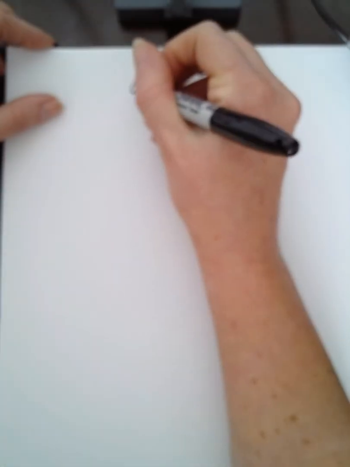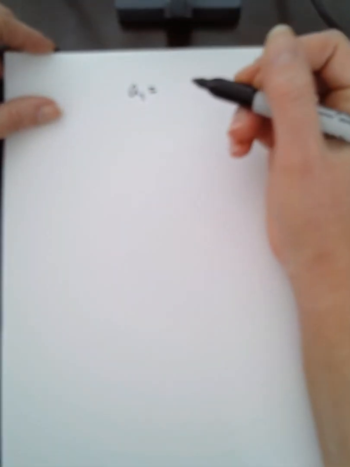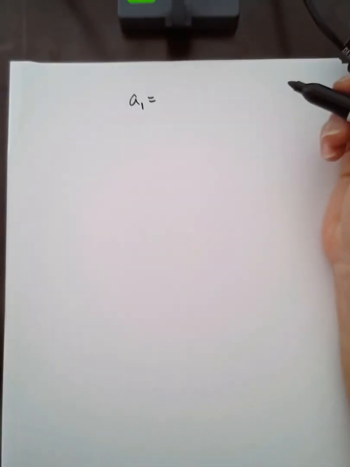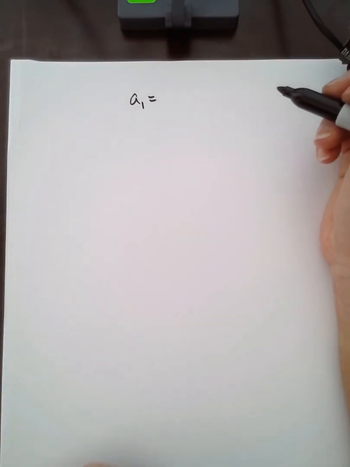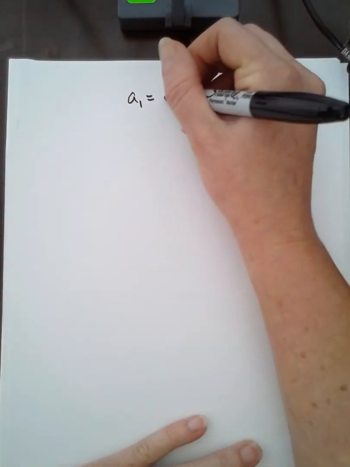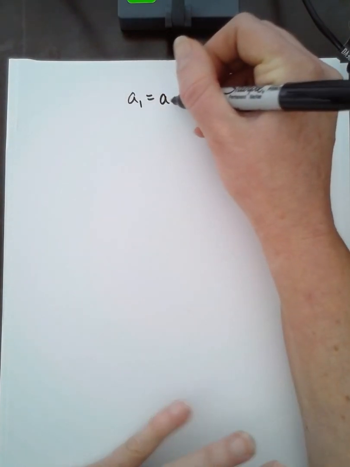Okay, the first term in this sequence, a sub 1, is going to be some a value times a common ratio.